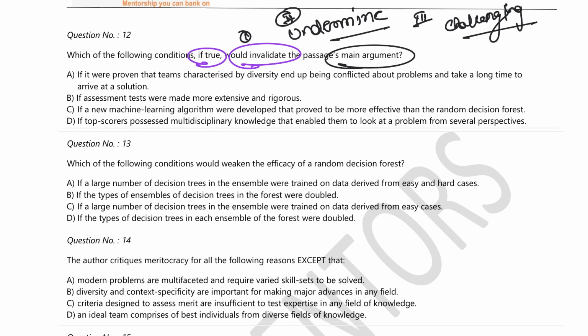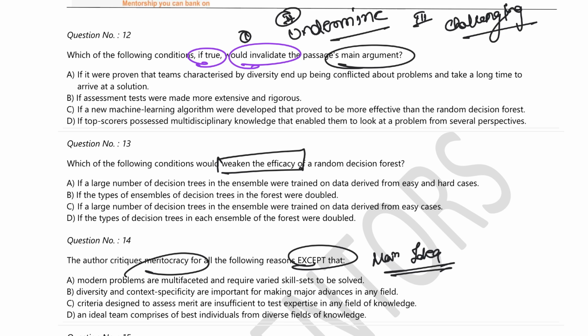Now let's look at question number 13. Which of the following conditions would weaken the efficacy of a random decision forest? Fact based. The author critiques meritocracy for all the following reasons except. Again, this is a kind of main idea based question, because you need to go through the RC and you will understand that the RC is basically talking about meritocracy. If you know this RC, you will be able to get the answer.